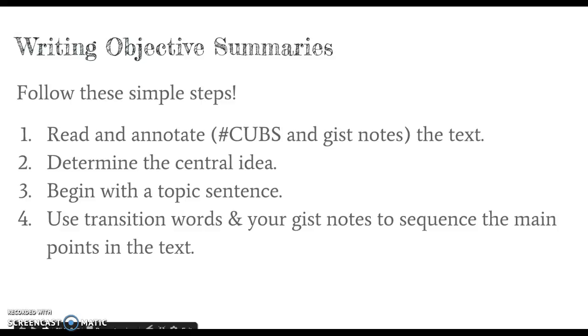When writing an objective summary, you need to follow 4 simple steps. First, you need to read and annotate the text. You'll use hashtag Cubs and write gist notes to help you determine the central idea, which is step number 2. As you're using hashtag Cubs, a tip would be to circle all the who, what, where, when, and why details in the text. This will help you come up with the central idea of the entire text. Third, you're going to begin with a topic sentence. And finally, you'll use transition words and your gist notes to sequence the main points in the text.